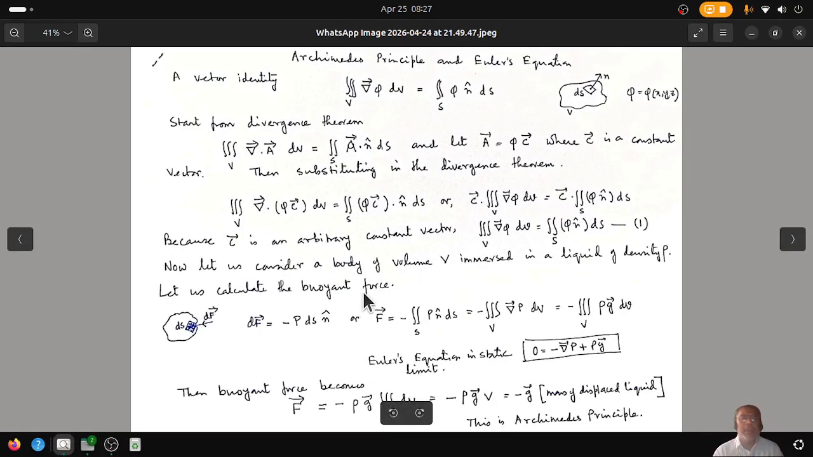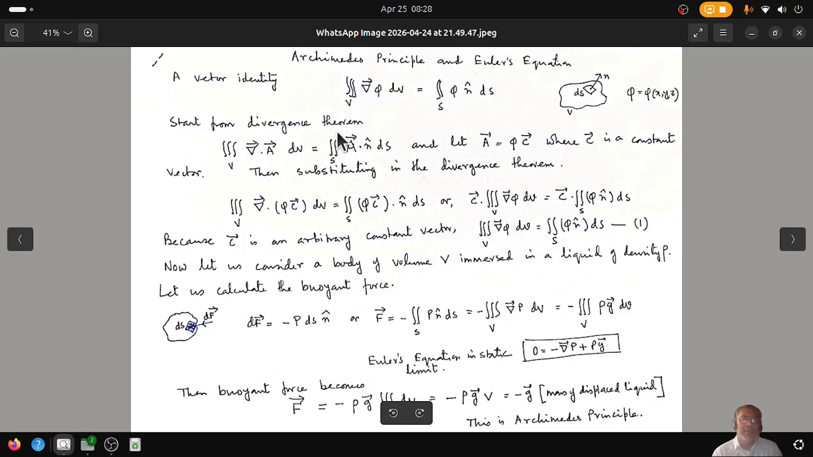Hello, today we will prove Archimedes' principle using Euler's equation. We have to use a vector identity, so let me first state it. The volume integral of grad phi dV equals the surface integral of phi n dS, where phi is a scalar field, V is a closed volume, and S is the surface enclosing the closed volume.